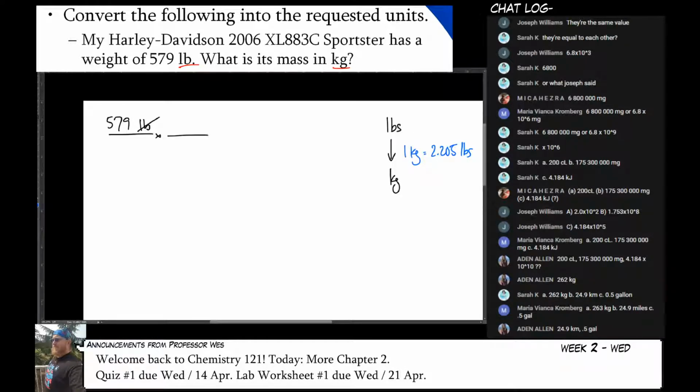I've got to cancel out this unit with whatever goes down here, so we're going to put pounds down there. I should put the little s on here to be consistent. I don't think the s is actually part of the unit, but I do it anyway. We're going to turn that into kilograms. Now we run the numbers. So 1 kilogram, 2.205 pounds. Just put it in the same spot with the matching unit.